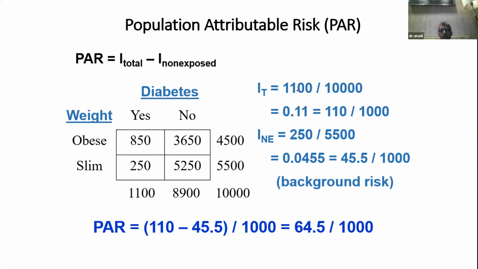Population attributable risk is the total incidence minus the incidence among non-exposed. Obese patients, slim patients: 850 and 250 with diabetes yes, 850 no, 3,650, total 10,000. So incidence among total is 1,100 by 10,000, that is 110 per 1,000. Incidence among not exposed, 250 by 5,500, 45.5 per 1,000. So PAR is 64.5 per 1,000.